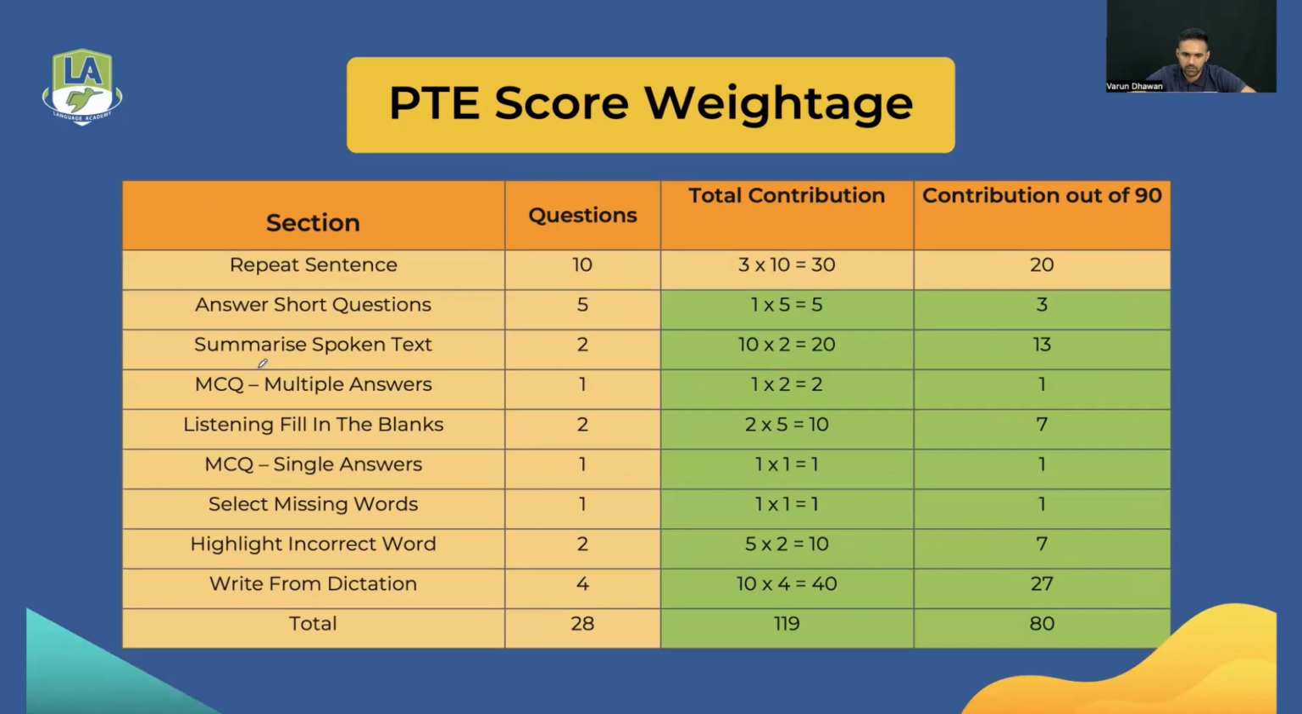At last, for listening, one repeat sentence will give you 3 points from speaking and listening. Answer short questions, around 5 points. And then we have 7 question types from the listening module, which will give you points in listening, obviously. So the total comes to 119.